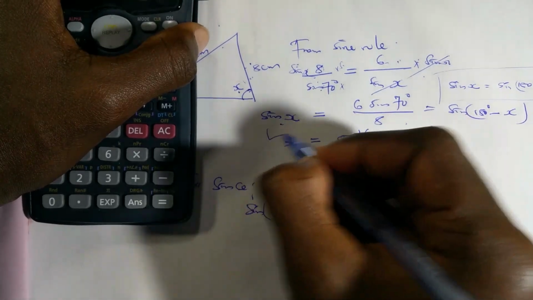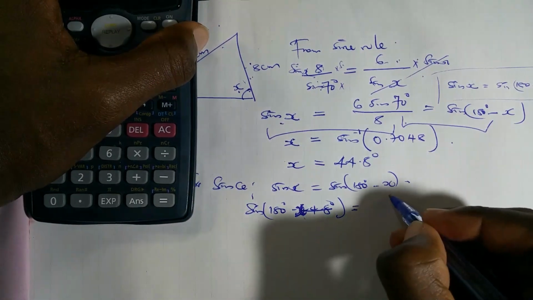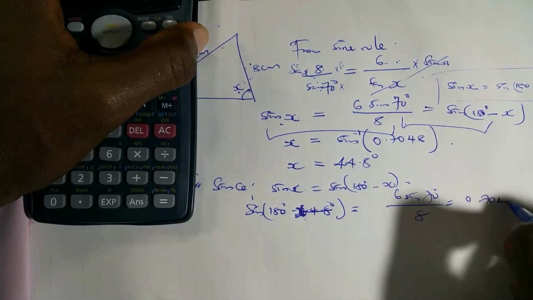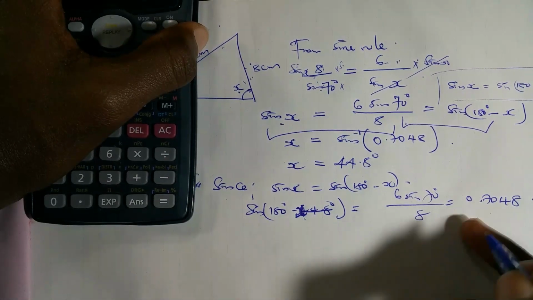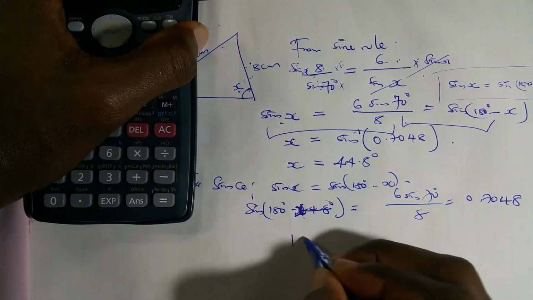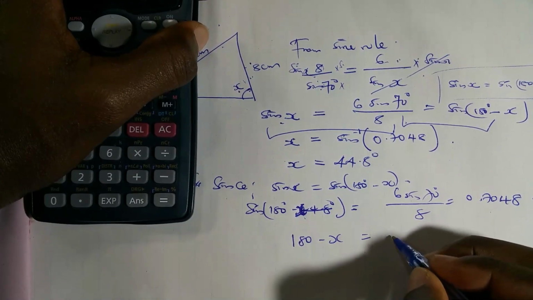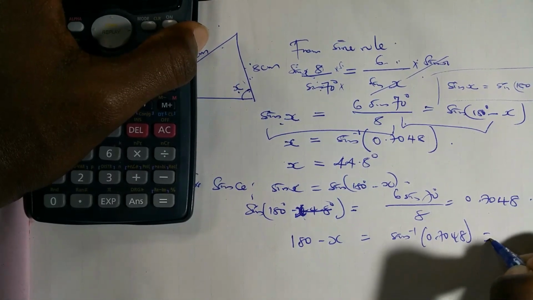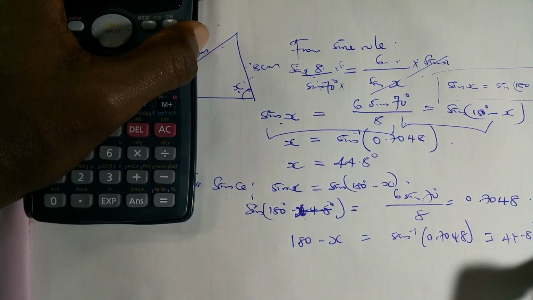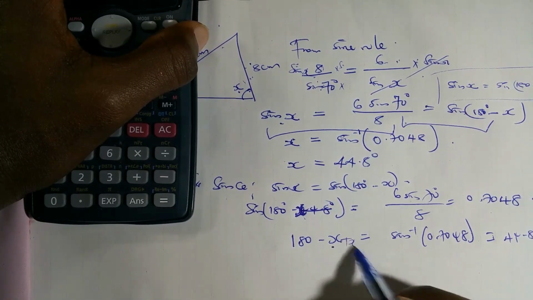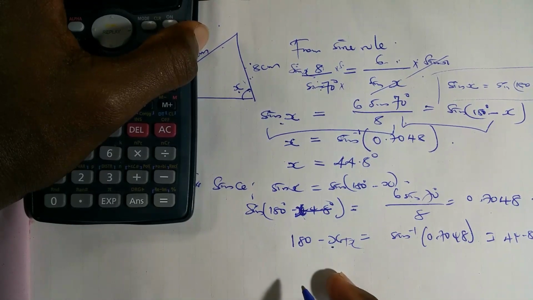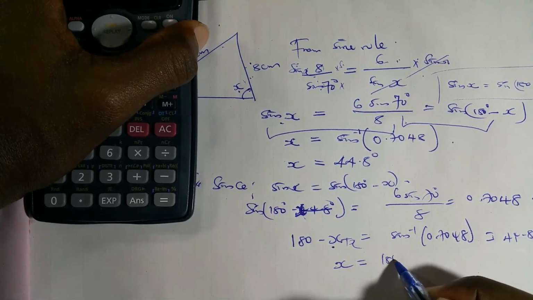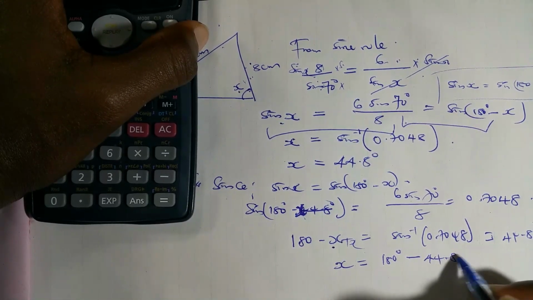So we have taken this side, we now take also this side. Okay, it's equal to 6 sine 70 out of 8, which was equal to 0.7048. Okay, now arc sine is going to be the same as that. We're going to have 180 minus x giving us arc sine of that 0.7048, which was also 44.8 degrees. Now for us to get x, we add on both sides, then we subtract this on both sides. So that means we're going to have x equals 180 degrees minus 44.8 degrees.